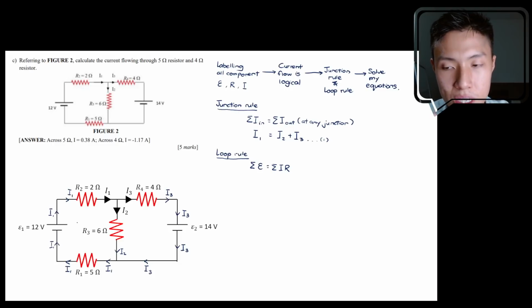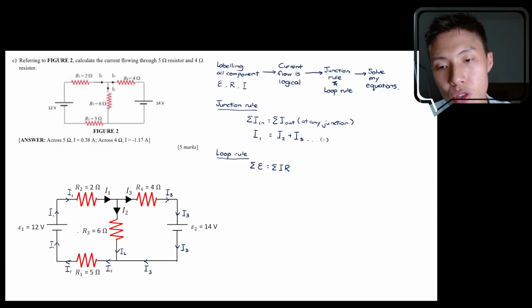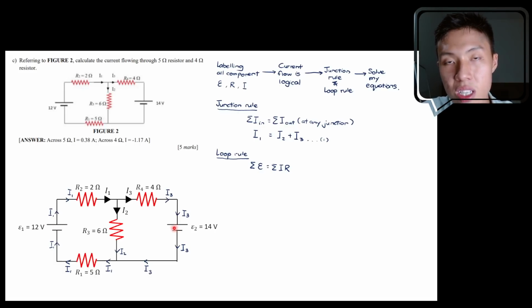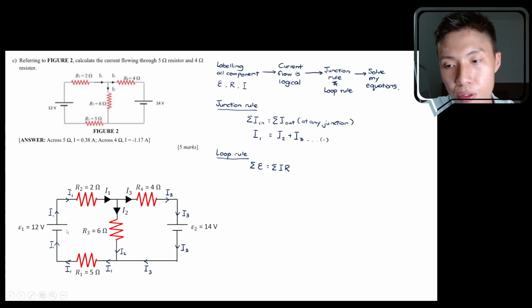What some lecturers or some books usually do is they will try to label a direction on the battery first. When they label a direction, they label the direction where the epsilon will be positive. That means if your loop follows the direction of the arrow that you're going to draw right now, then it's a positive epsilon. If the loop is going against the direction of the arrow that you draw, then it will be a negative epsilon.